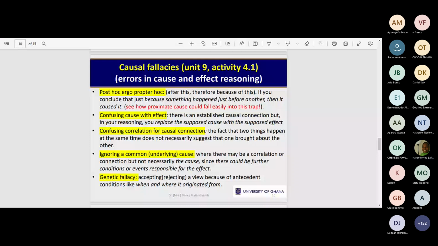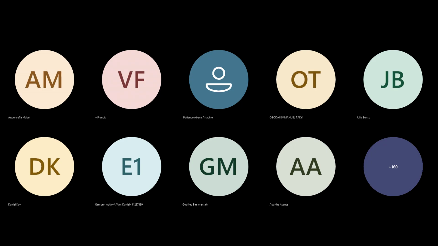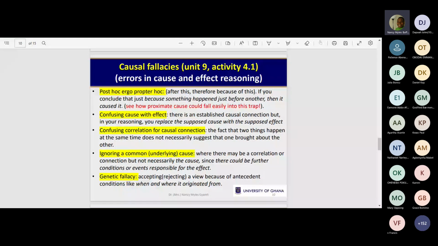Mabel says post hoc ergo propter hoc: after this, therefore, we conclude that it is because of it. And we say that look at how easily the proximate cause will fall prey to that kind of fallacy. When you think of cause in terms of proximity, you may easily commit the post hoc ergo propter hoc fallacy.